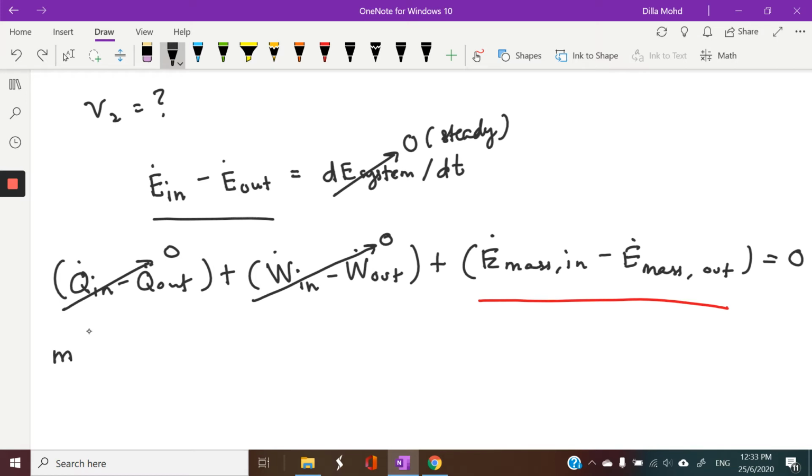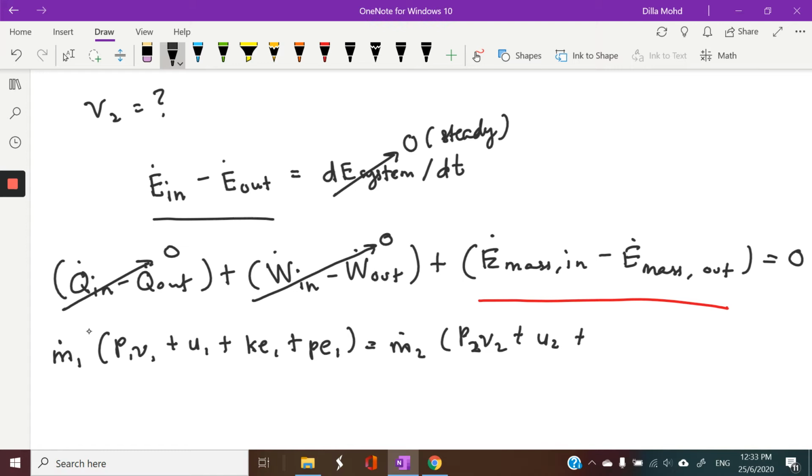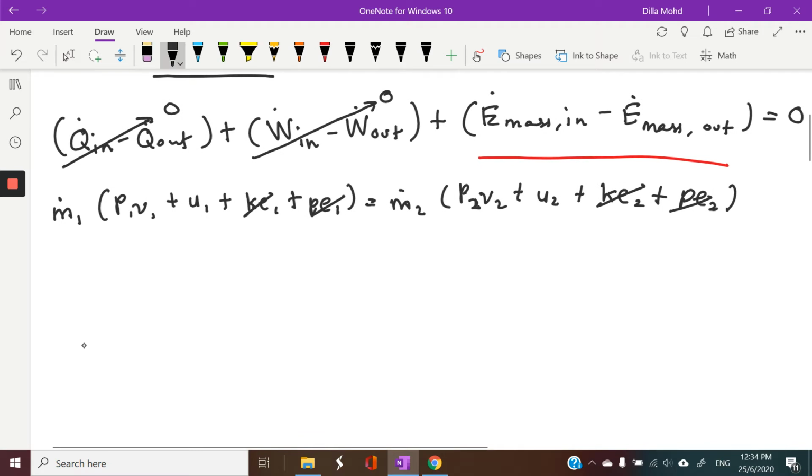When we expand, it becomes the mass flow rate coming into your system multiplied by the flow energy, the internal energy, kinetic energy, and potential energy. It's the same on the exit: flow energy, internal energy, kinetic energy, and potential energy. Now, the potential energy can be considered negligible, and so can the kinetic energy. So now, what about your mass flow rate?